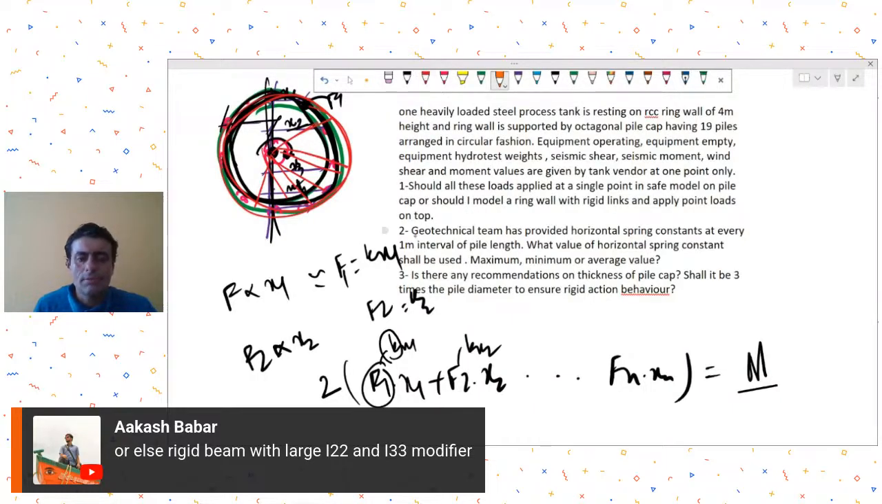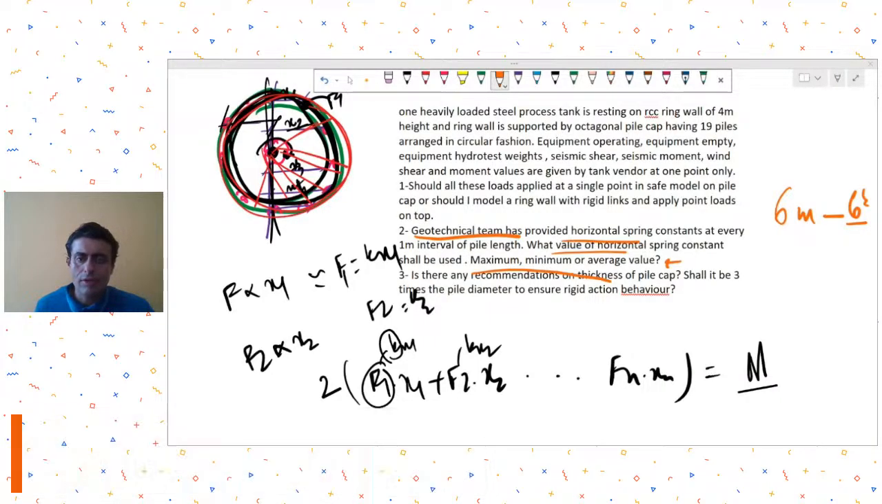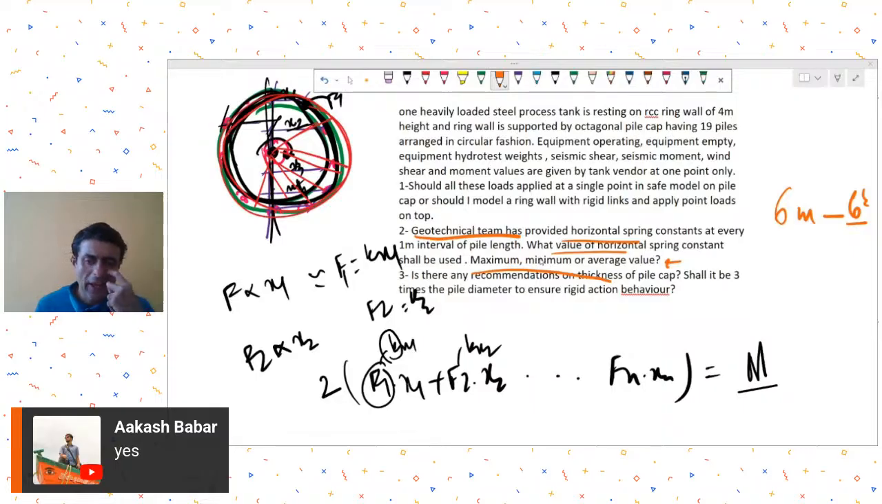Okay. The next part of his query is geotechnical team has provided horizontal spring constants at every 1 meter interval of pile length. What value of horizontal spring constant shall be used? At every 1 meter they have provided. I don't know. So you mean to say if my pile is 6 meter, they have given you 6 different constants? And if my pile is 5 meters, have they provided 5 different constants? Is that what you're saying?